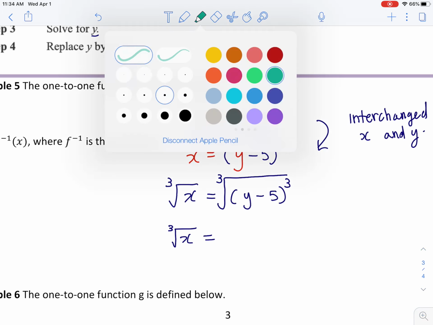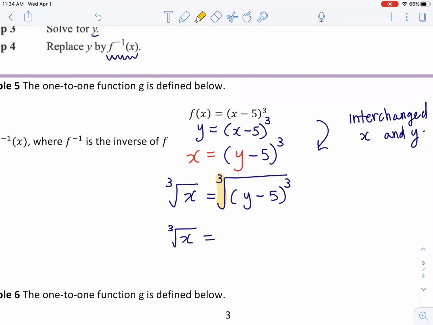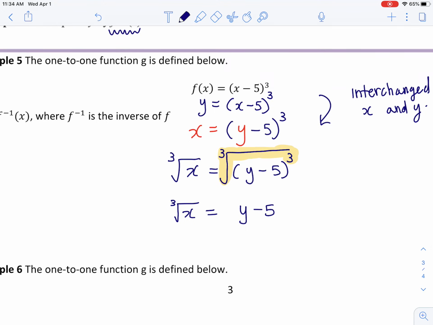If you cube root both sides, you will get cube root of x on the left side. And let me highlight what's about to cancel out, guys. This cube root and this cube will just cancel out. So what are you going to have? You're going to just have the y minus 5 out, okay? Now, the last step. Add 5 to both sides. Then you will have cube root of x. Remember to keep that cube root short. We don't want to extend it all the way over.